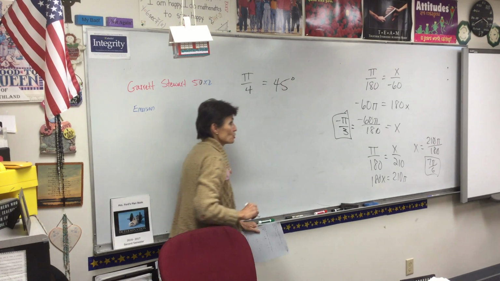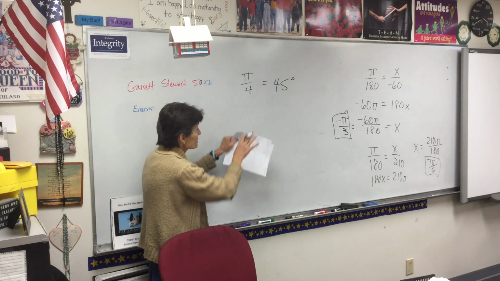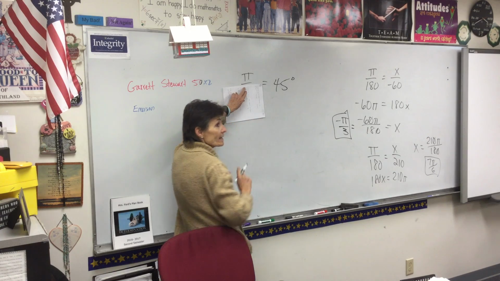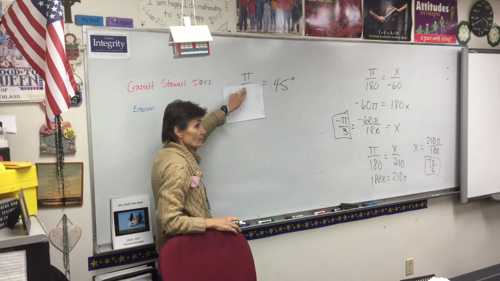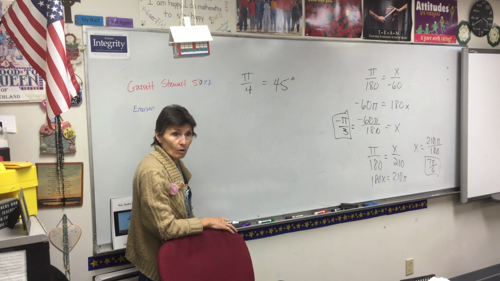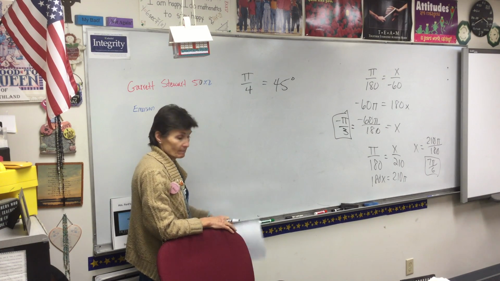So these you can shortcut. You're using the same idea. Pi is 180, so a whole pi is 180. When you divide it by 4, you get 180 divided by 4, which is 45.